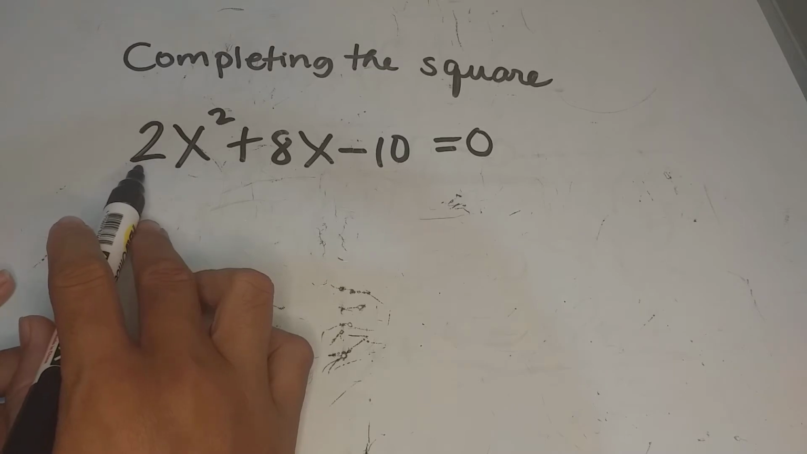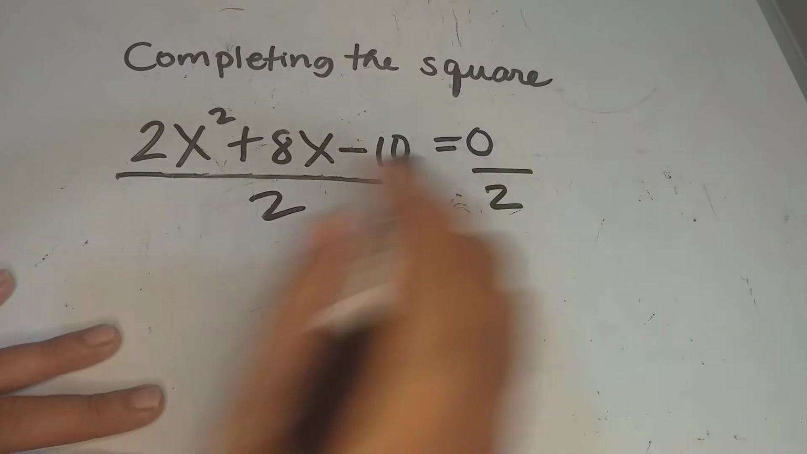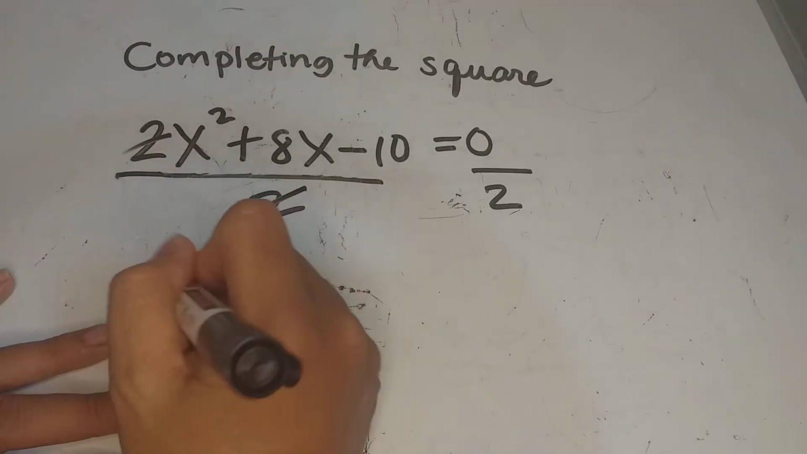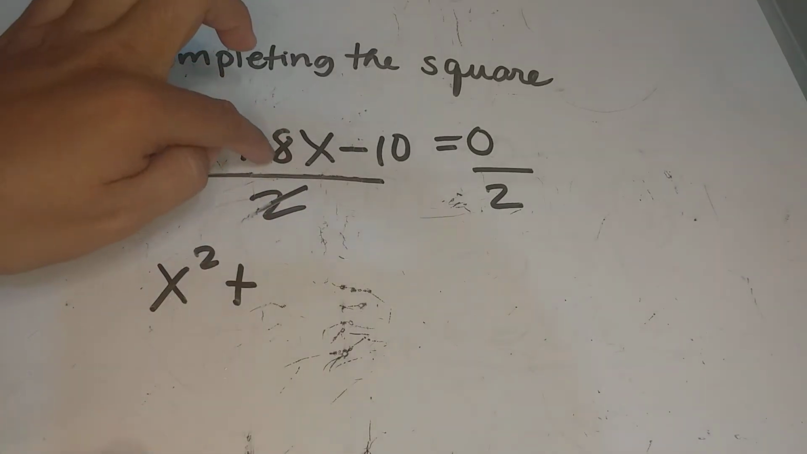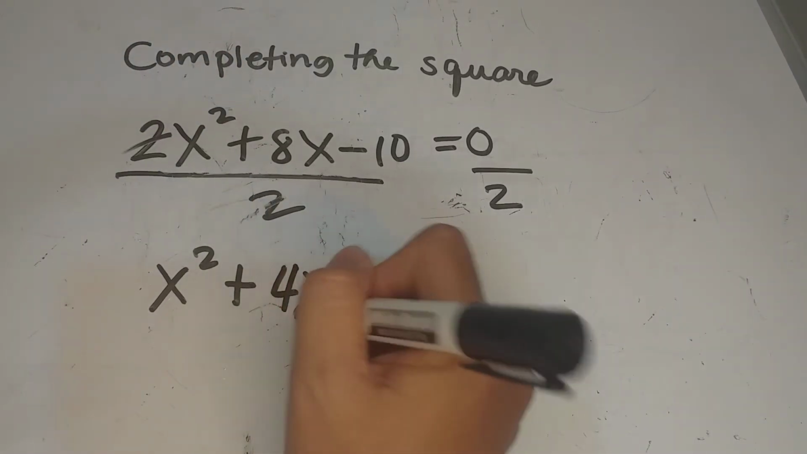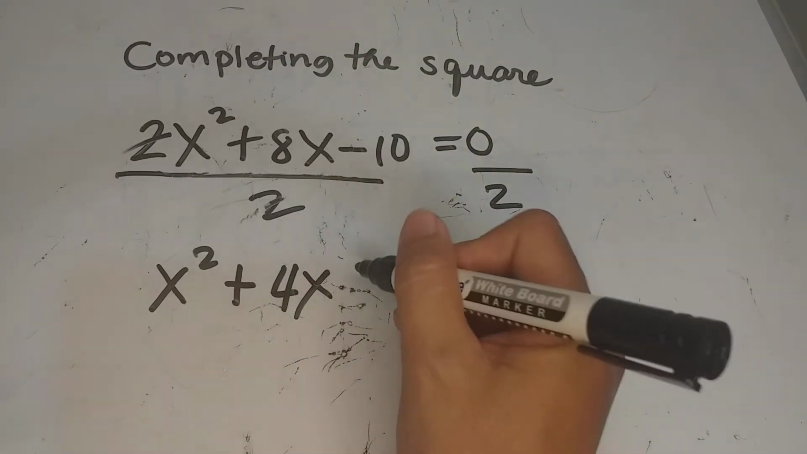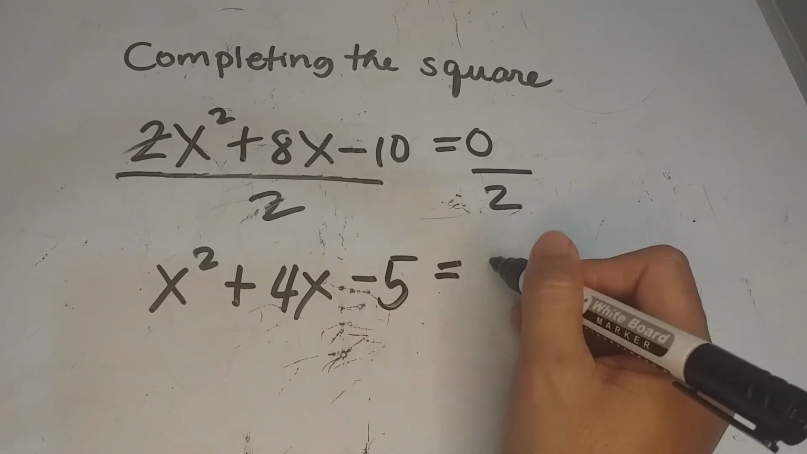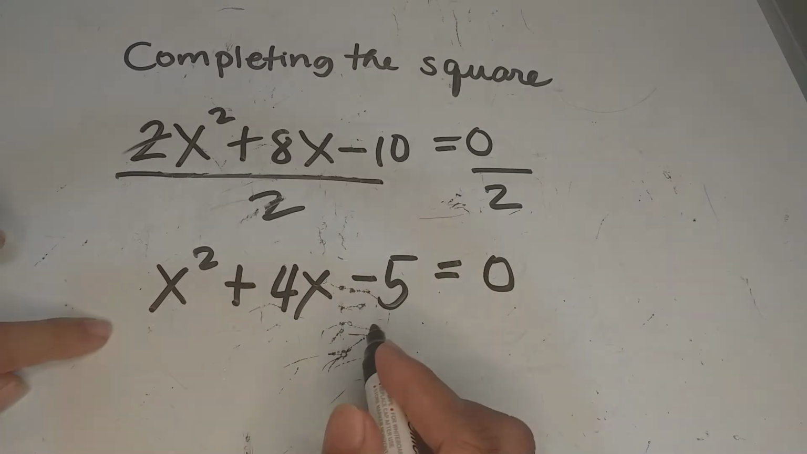Our a is 2. So divide na lang natin siya, left and right, by 2, in order to eliminate this, cancel. Matitira is x squared plus 8x divided by 2, which is 4x. Negative 10 divided by 2 is negative 5, and 0 divided by 2 is 0. If we are there in this part, it can also be factored.